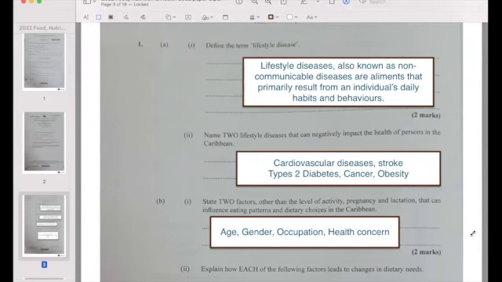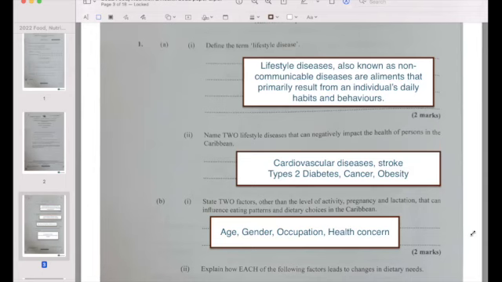The first question reads, define the term lifestyle disease. And you can write: lifestyle diseases, also known as non-communicable diseases, are ailments that primarily result from an individual's daily habits and their behavior. And this is worth 2 marks. All right. The next question says, name 2 lifestyle diseases.